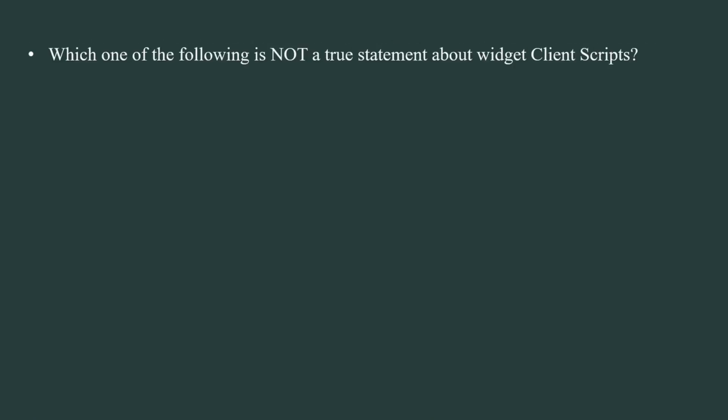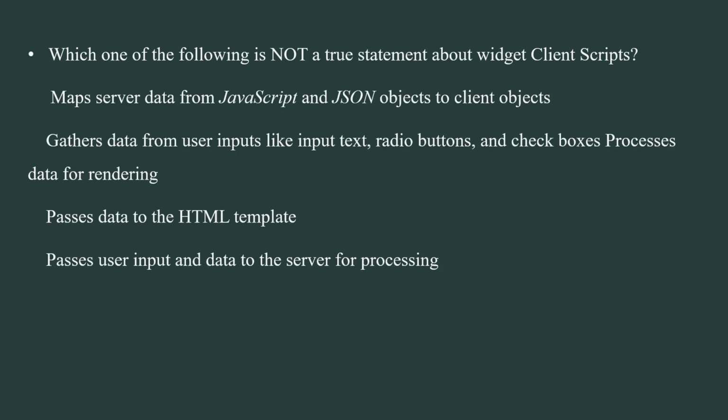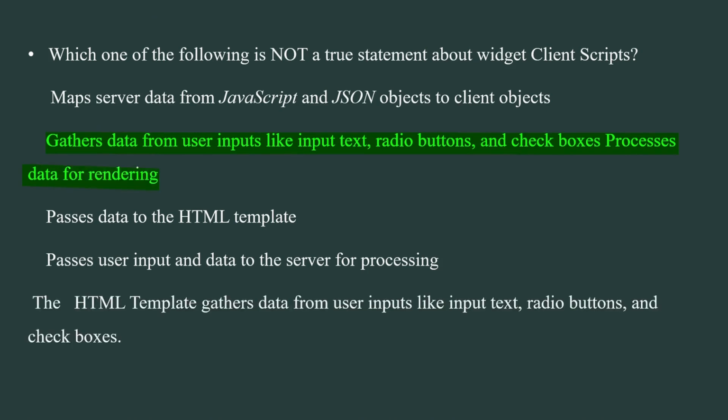Next, which one of the following is not a true statement about widget client script? Map server data from JavaScript and JSON objects to client objects. Gathers data from user inputs like input text, radio buttons and checkboxes, processes data for rendering, passes data to the HTML template, passes user input and data to the server for processing. Answer is, gathers data from user inputs like input text, radio buttons and checkboxes, processes data for rendering. Because the HTML template gathers data from user inputs like input text, radio buttons and checkboxes.